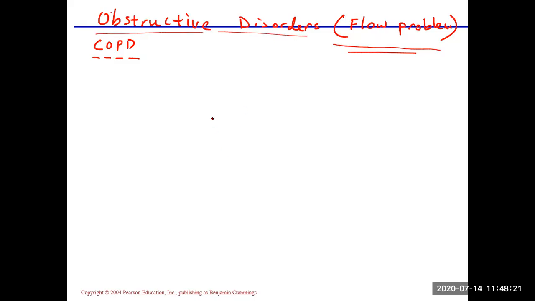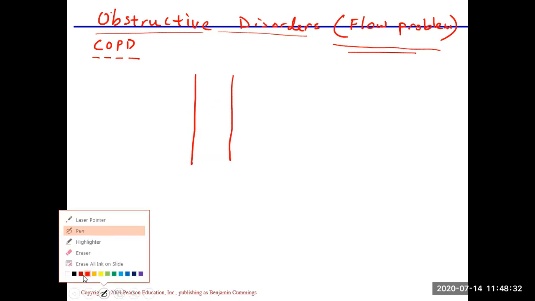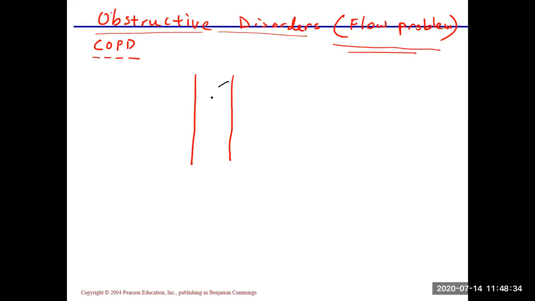So for example, remember we discussed the trachea right here, or bronchiole, for example, and let's say there is some tumor in here. This tumor is blocking the airway. Now this is a lower amount of flow of air going in and out for whatever reason. So this is a flow problem, it's obstructive.